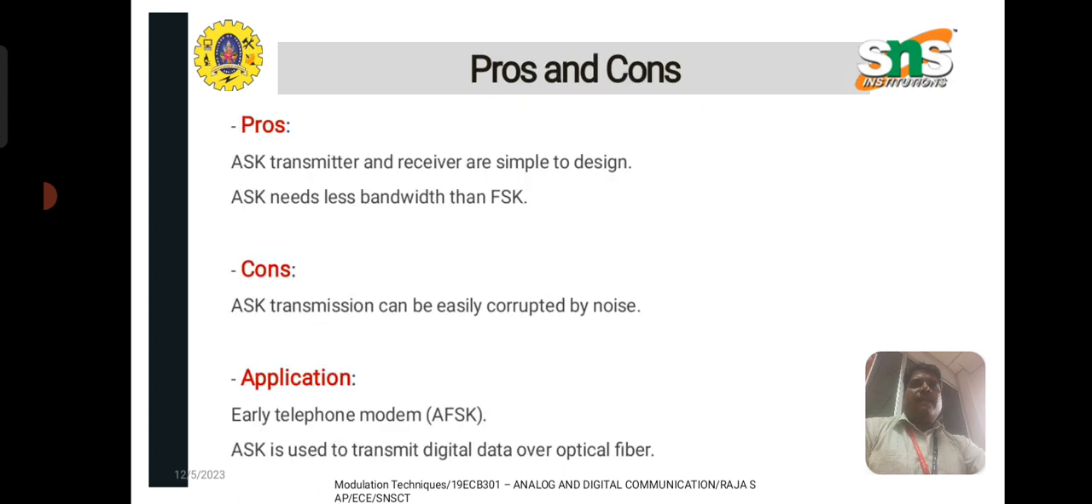Then we will see the advantages, disadvantages and applications of ASK. ASK transmitter and receiver are simple to design. ASK needs less bandwidth than FSK. The disadvantage is that ASK transmission can be easily corrupted by noise. The main applications of ASK are that it was used in earlier telephonic modem communication, and ASK is used to transmit digital data over optical fiber.